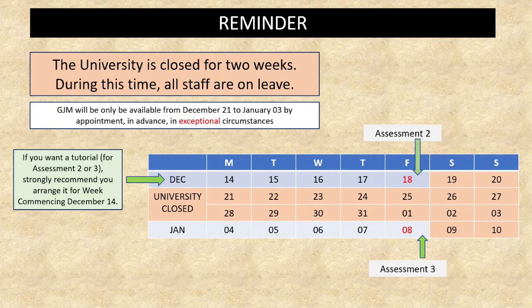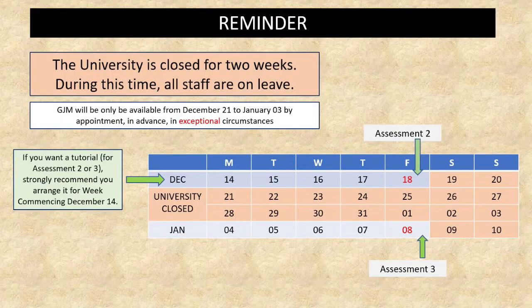Now, I was reminded of this by my boss, the head of school, yesterday, and somebody asked me if I will be available over the Christmas period. So this is coming from the top of the university. The Vice-Chancellor has told all the students that the university is completely closed for 2 weeks over Christmas. The last day of term is the 18th, which is also the deadline for assessment 2, your blog entries, which hopefully you've all got under control. And again, refer to the criteria because it's online.